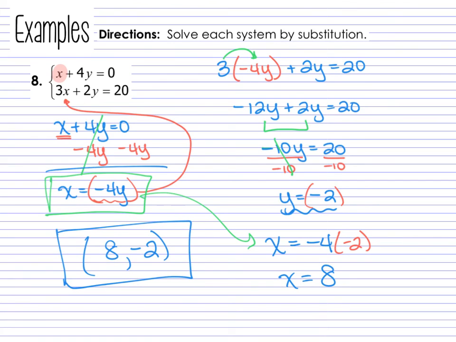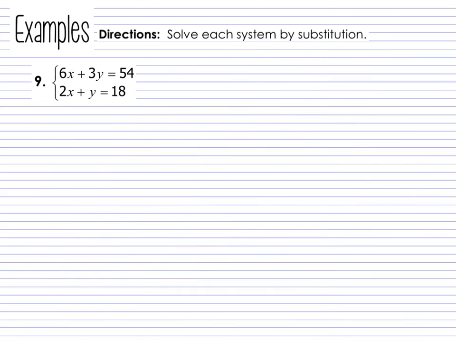But again, don't forget to check your work. All right, this is the last example for this video. So again, we want to look at these two equations and find the variable that's going to be the easiest to isolate first, and that is going to be this y that has the coefficient of 1. It's the only variable with a coefficient of 1.